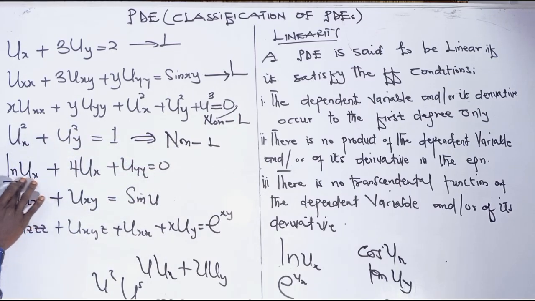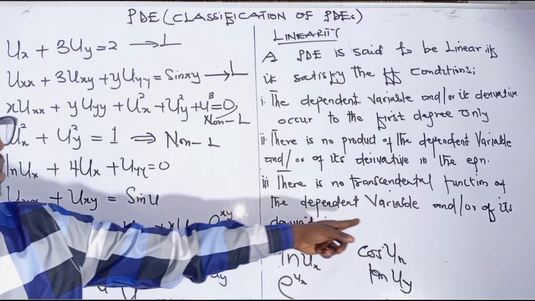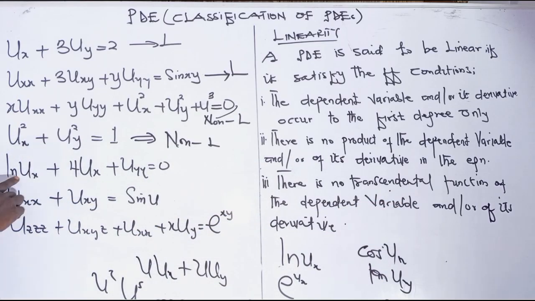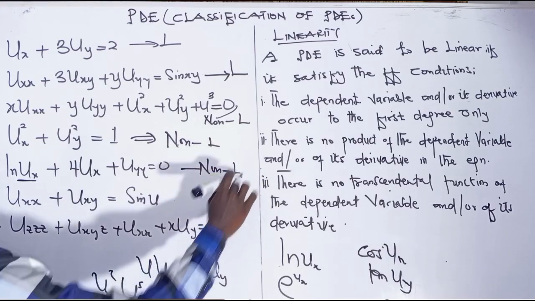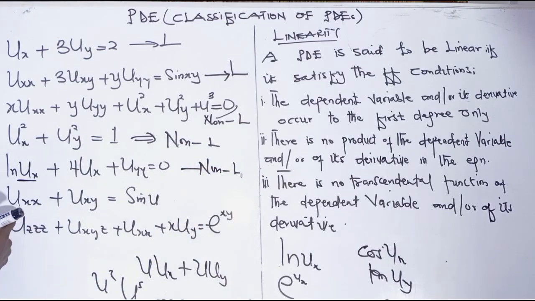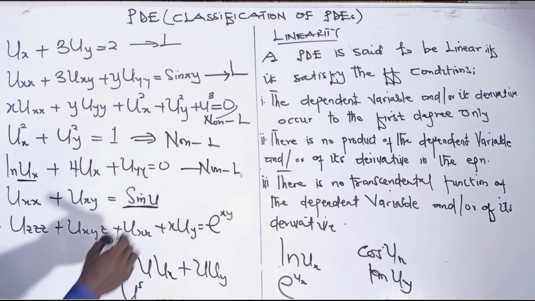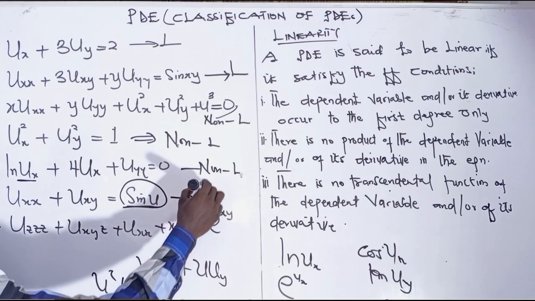Then let's look at this. We have ln ux, a transcendental function on the derivative of the dependent variable. So this is the transcendental function on the derivative of the dependent variable. This prevents it from being a linear PDE, but rather a nonlinear PDE. So nonlinear. Now let's look at this. We have sin u. Sin is also a transcendental function, and it is on the dependent variable. So this makes it what? A nonlinear PDE.